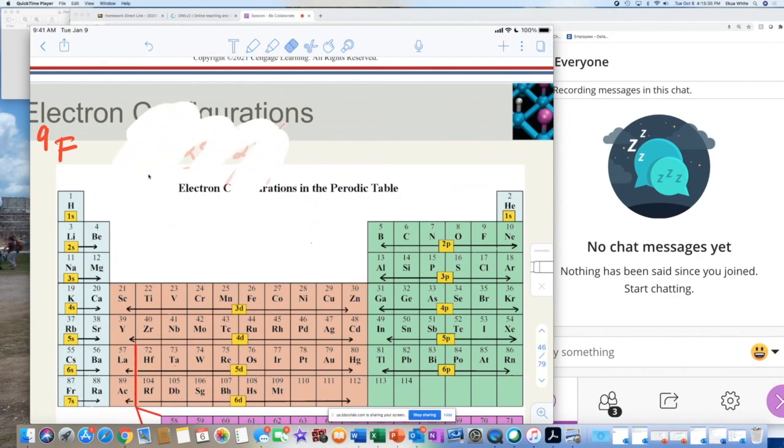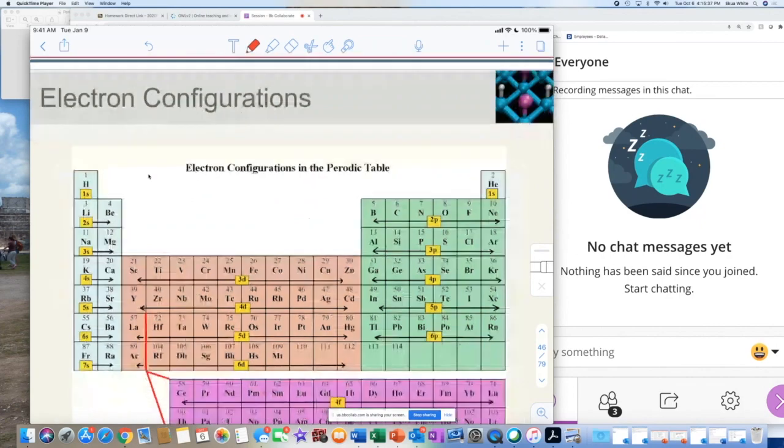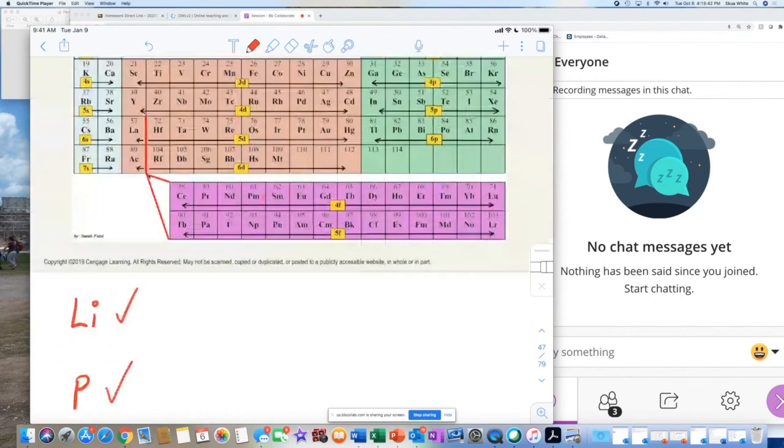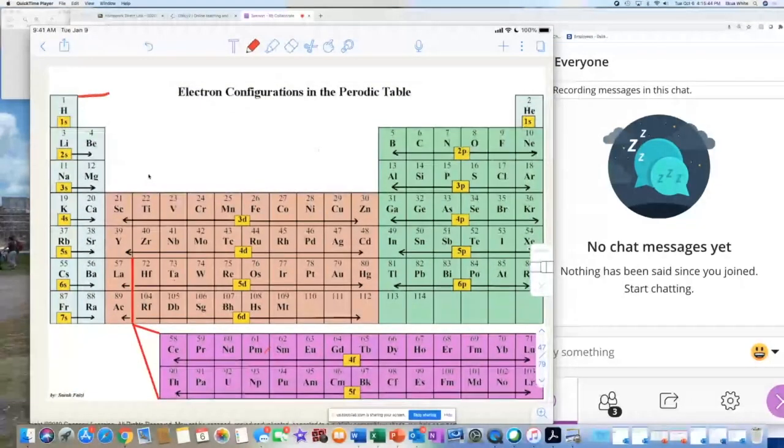Whoops, wrong thing. Okay, so where was I? We did that one. Let's do the ones that have this. Let's do phosphorus. So phosphorus, once again, we'll put helium here.